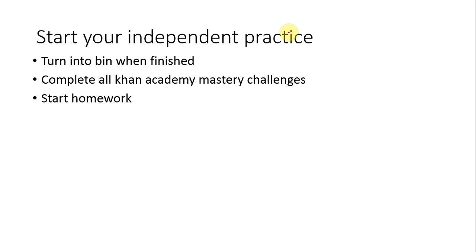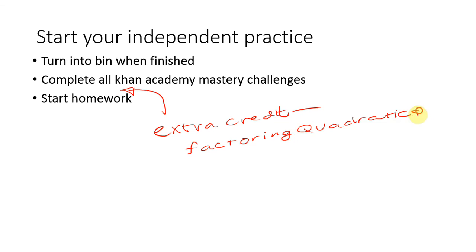All right, now go ahead and start your independent practice. You'll turn this into the bin when finished. Then you will complete all of your Khan Academy Mastery challenges. After this, you will start your homework. If you finish all of this, or if you want before you start your homework, you can do an extra credit Khan objective. This extra credit objective is called Factoring Quadratics 1.